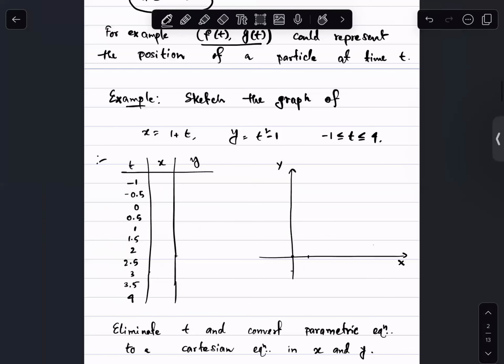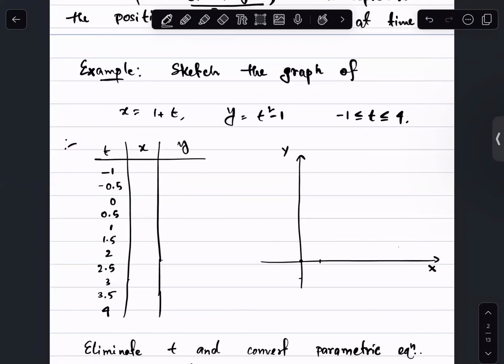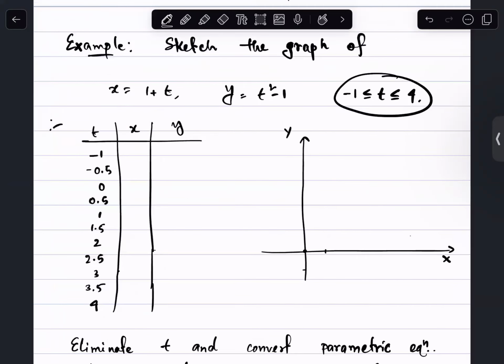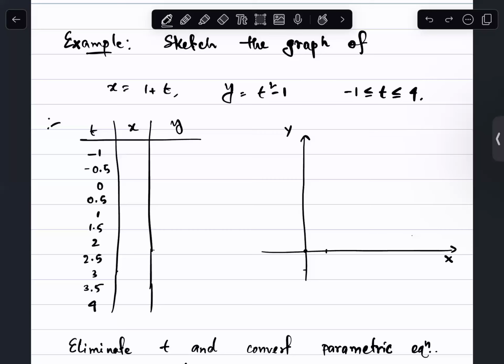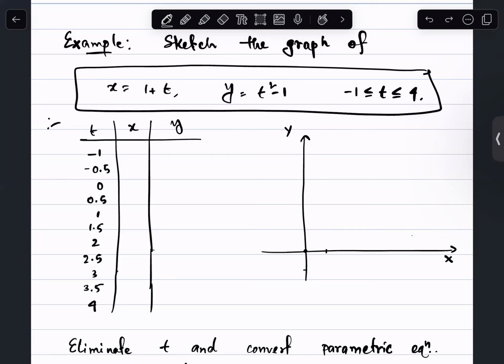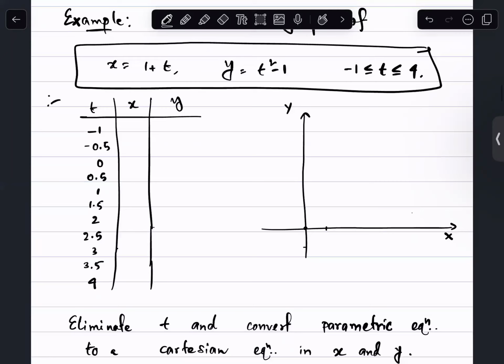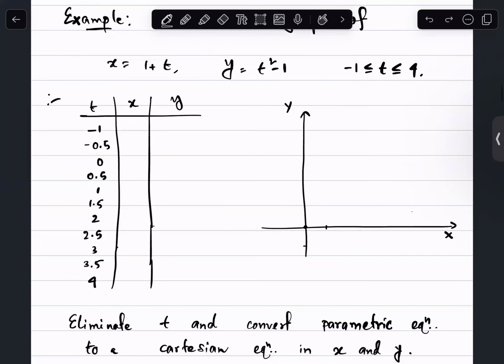The example is: sketch the graph of x equal to 1 plus t and y equal to t squared minus 1, where t is between -1 and 4. So how to sketch this graph? This is a standard parametric equation. Most of the time parametric equations look like that only. My job is to draw the graph.